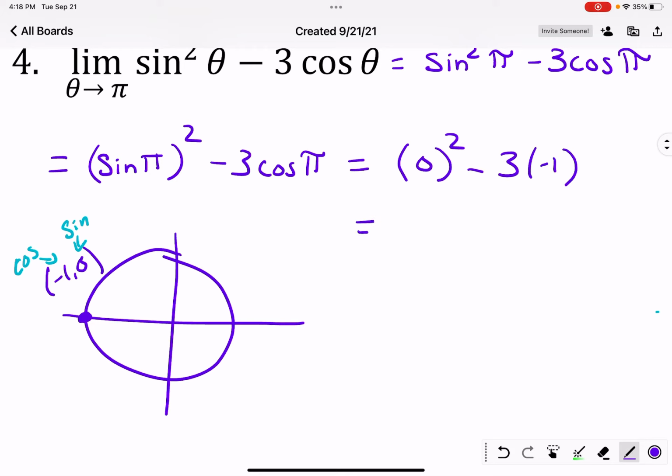So we're going to end up with 0 plus 3 for a total of 3. Okay, so the limit for number 4 equals 3. All right, moving right along.